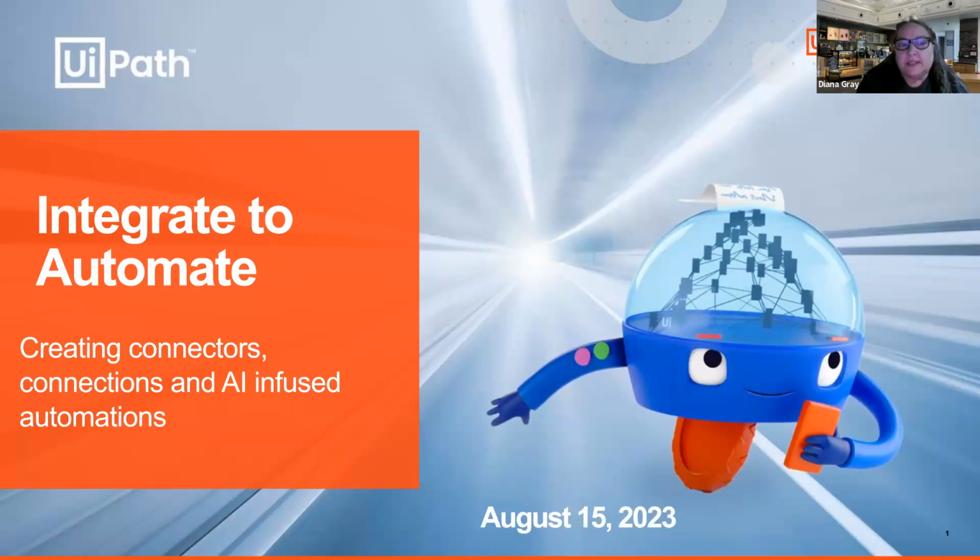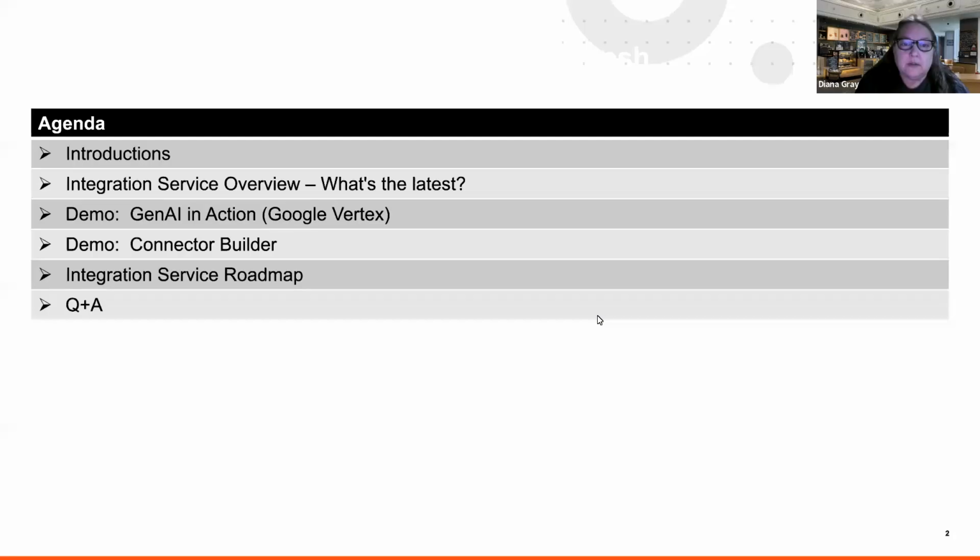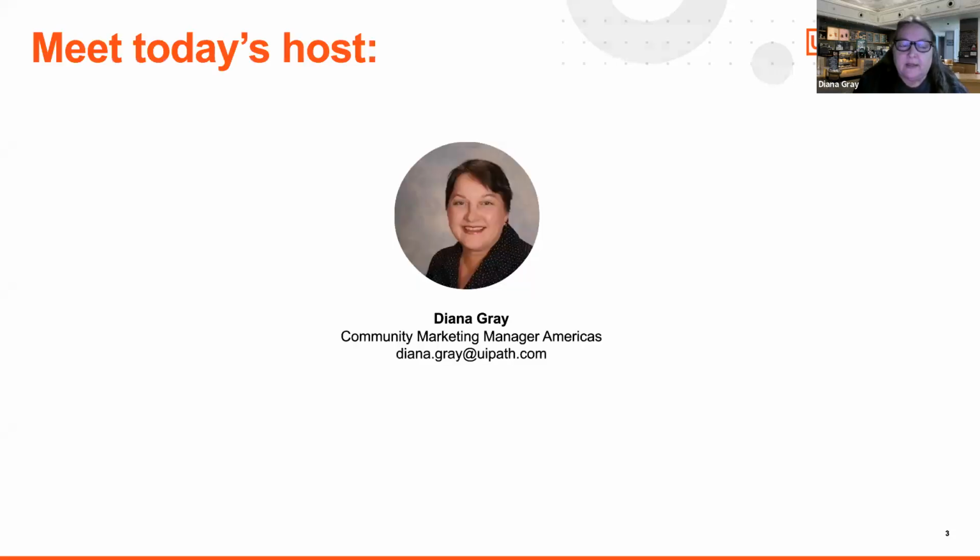So again, welcome to the session on Integrate to Automate. The agenda today is we're going to do introductions, and then we're going to talk about the integration service overview. What's the latest? They'll be doing a demo on Gen AI in action, and then a demonstration on Connector Builder. And then they'll go through the integration service roadmap and Q&A.